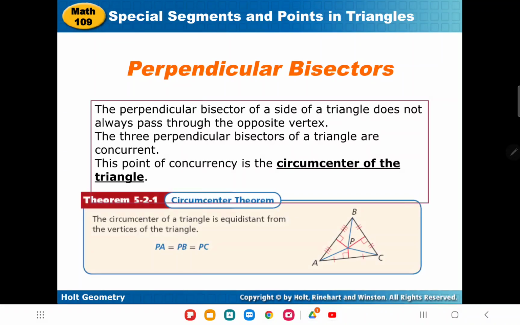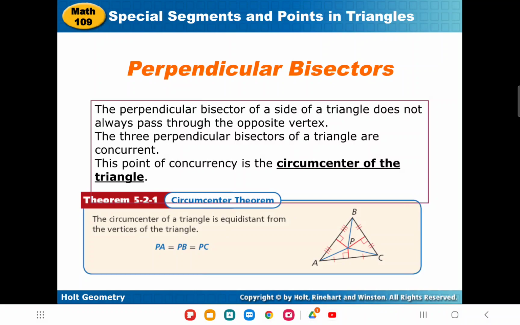Our first special segment is the perpendicular bisector. The perpendicular bisector of the side of a triangle bisects the side and is perpendicular to it. As such, it does not always pass through the opposite vertex. The three perpendicular bisectors of a triangle are concurrent, and this point of concurrency is the circumcenter of the triangle.